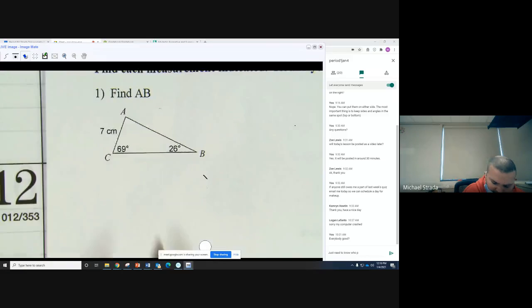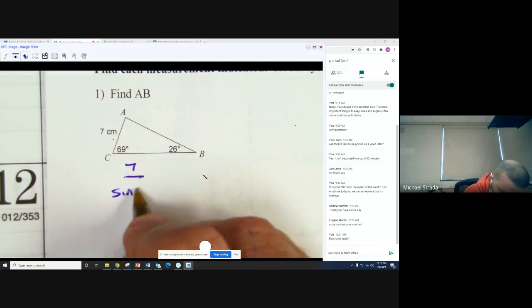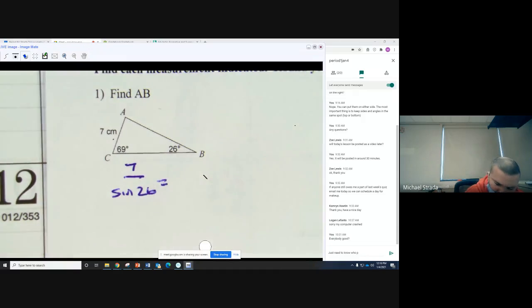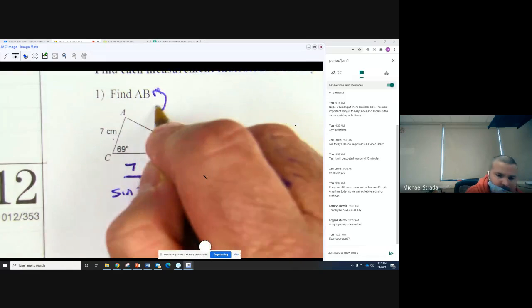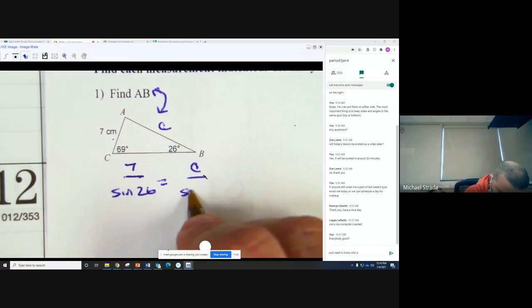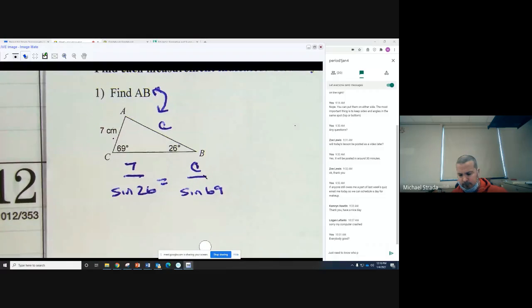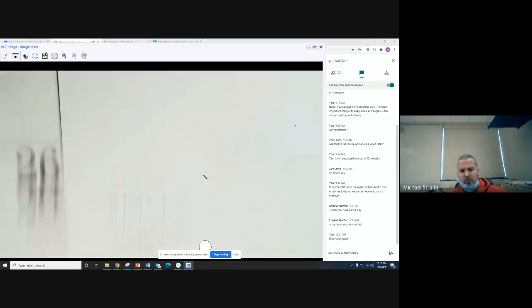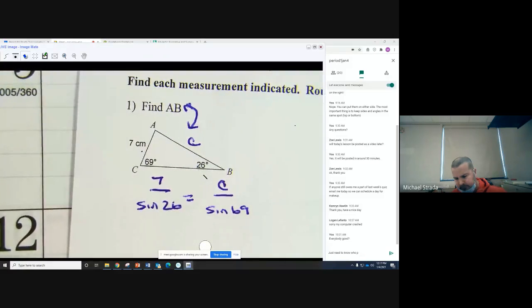So that's going to be 7, which is the one side they give me over the sine 26, equals AB, which is the same thing as letter C. So those match up. Equals C over the sine of 69, and then you cross multiply and solve. That's all. If you want to show additional work, feel free. So that's all we expect to see.